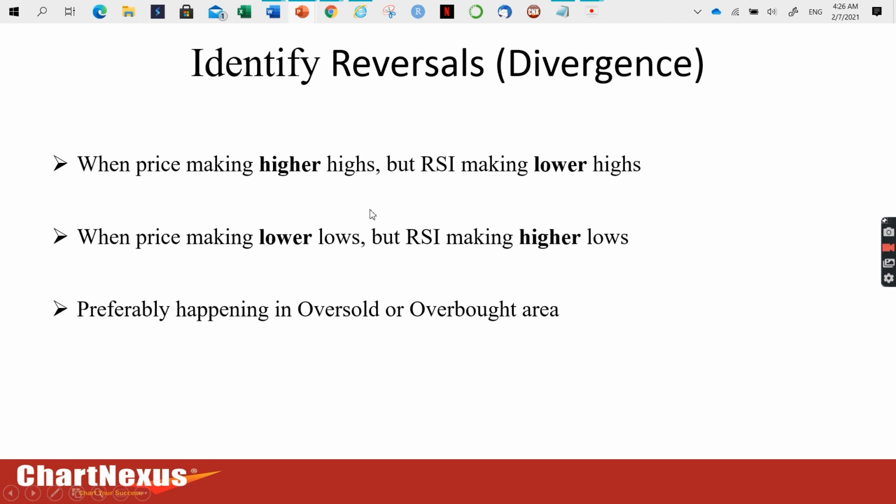All right, so let's look at some examples of how we can use divergence to identify reversals. All right, so let's go back to the charts.